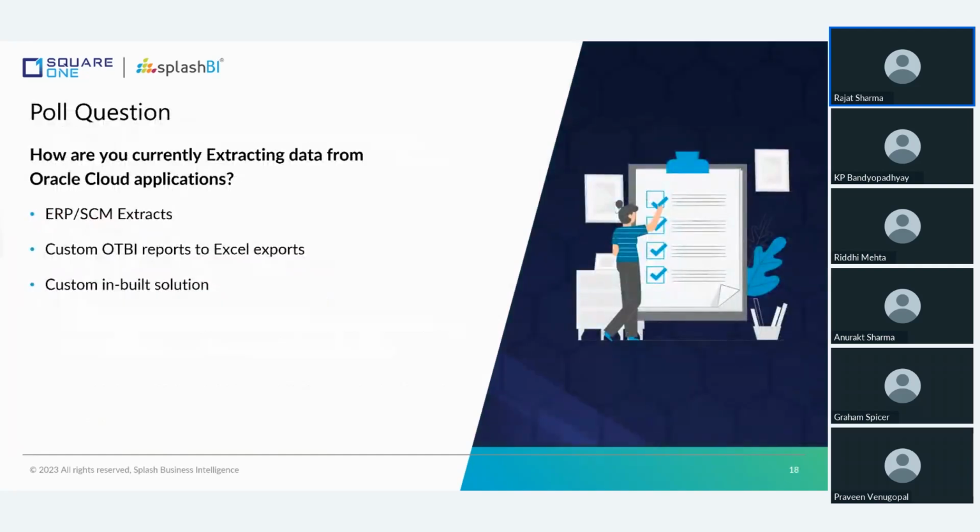So we've got a poll question now. Graham, do you want to take this one? So if you can answer this question quickly, which says, how are you currently extracting the data from your Oracle Cloud applications? Are you using the ERP SCM extracts? Are you using the custom OTBI reports to Excel reports? Or do you have your own custom inbuilt solution?